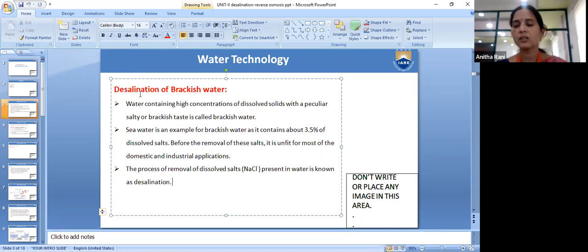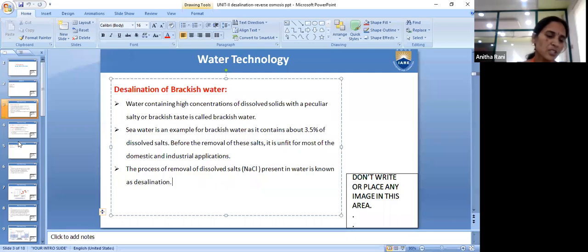Salination means sodium chloride present in water. Desalination means removal of sodium chloride present in water. The process of removal of dissolved salts is desalination. I wrote sodium chloride here because a higher percentage of sodium chloride will be there in seawater.